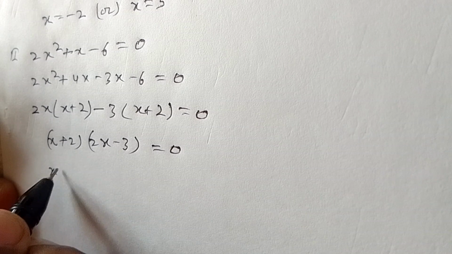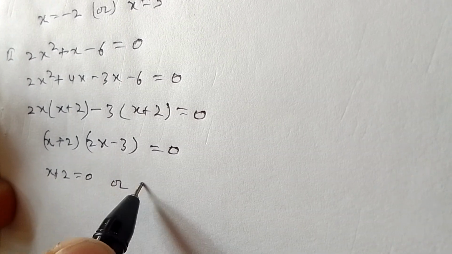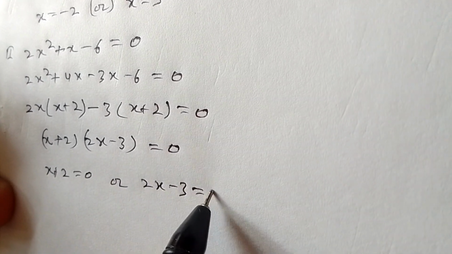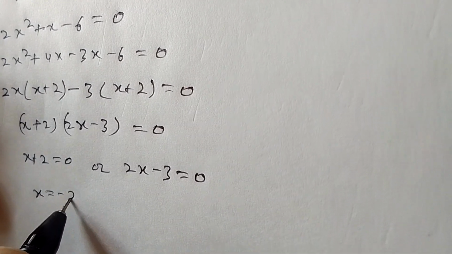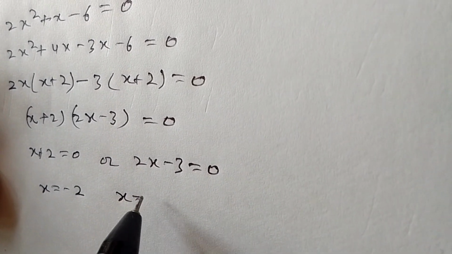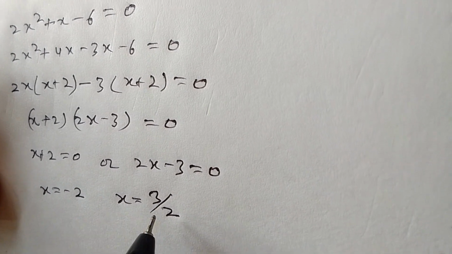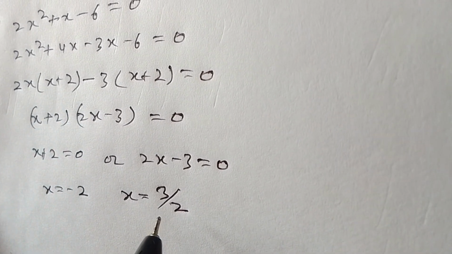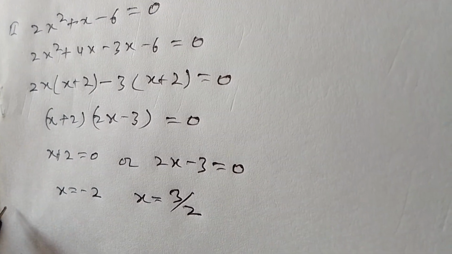So x + 2 = 0 or 2x − 3 = 0. It becomes x = −2 or x = 3/2. So these are the two roots of the quadratic equation. This is the solution of the second part.